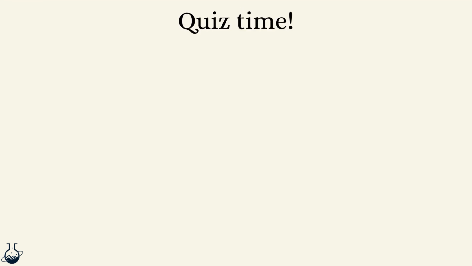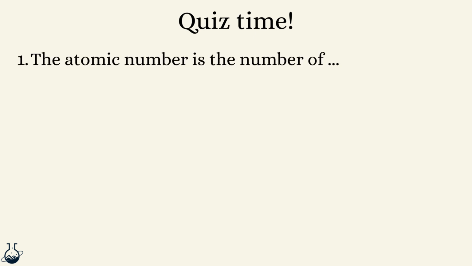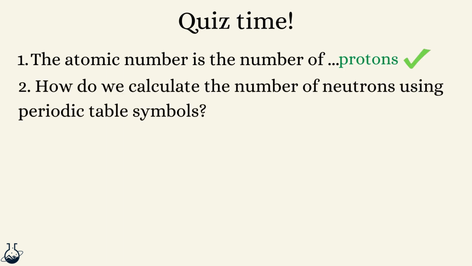Time to round off with our quiz to see what we have learnt. Question 1. The atomic number is the number of protons. Question number 2. How do we calculate the number of neutrons using the periodic table symbols? Atomic mass, take away atomic number. If you put the big number take away the small number, I will accept this.